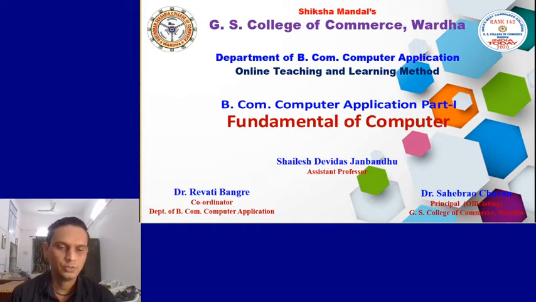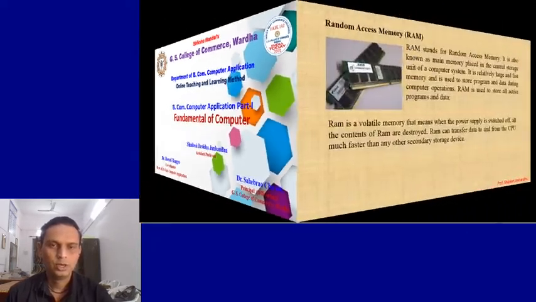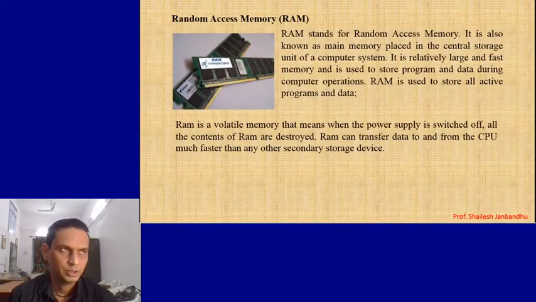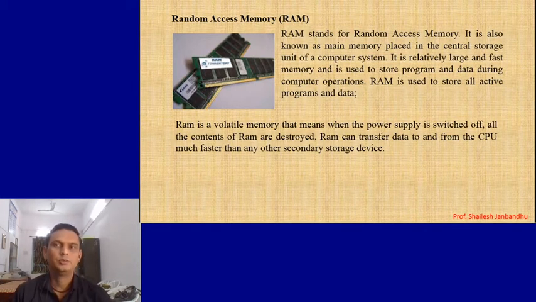In the last lecture, we discussed the memory. Today we discuss the storage units. The first storage system is random access memory, called RAM. RAM is also known as the main memory or central storage unit of a computer system.